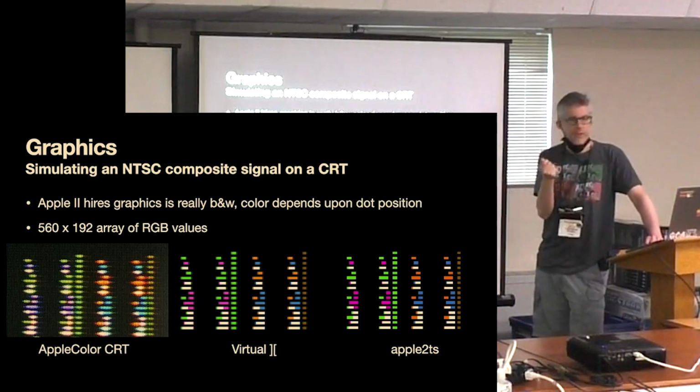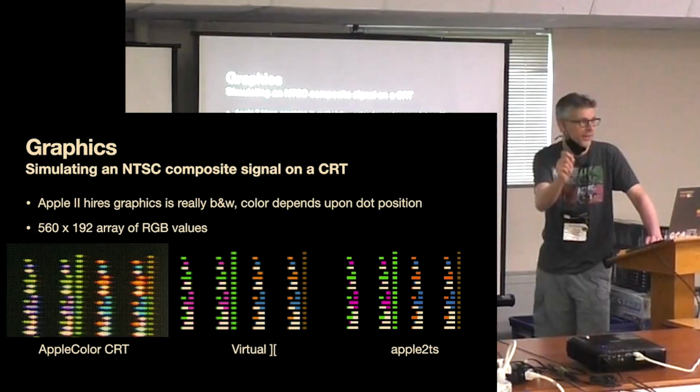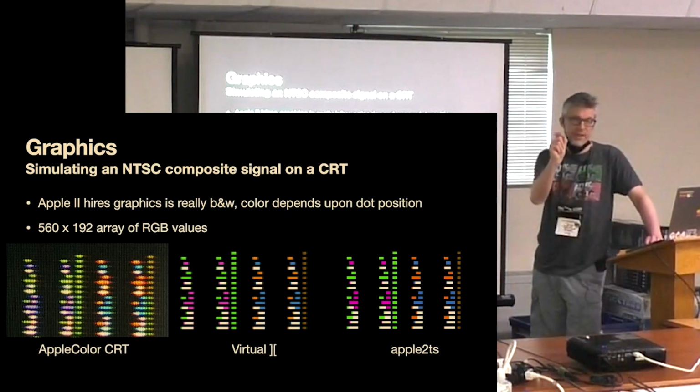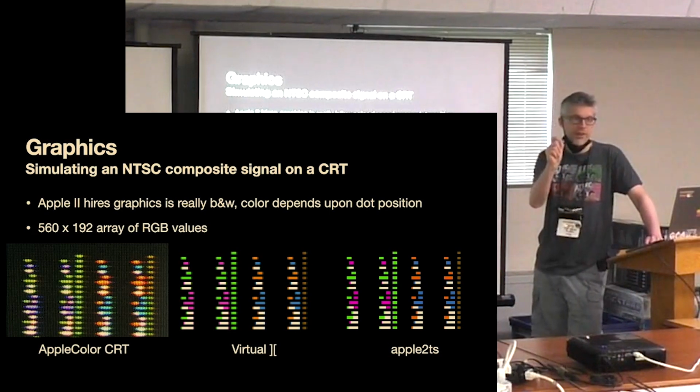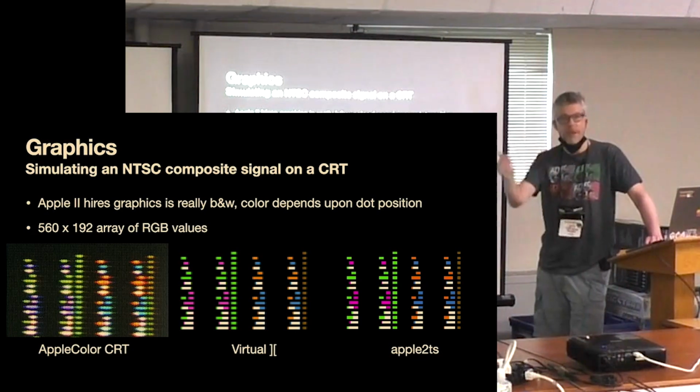And not only that, you get these weird fringing effects where if you have two dots next to each other, they're going to produce one color. If you only have one dot there, it might produce brown. It could produce some sort of strange off-green color. It's not the color that you might expect.